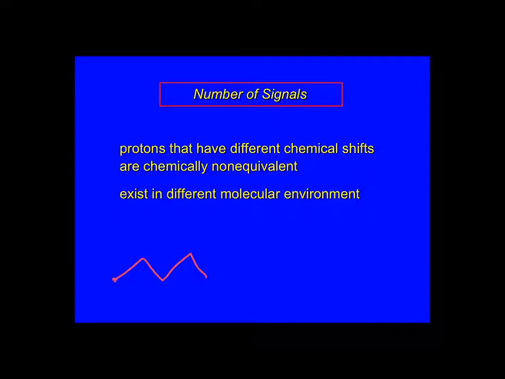So first off, what molecule did I just draw? Make sure you know how to name it right now. Pentane. And so then the question becomes, how many different chemically non-equivalent hydrogens are there? How many different types? Three. And so in pentane there are three.